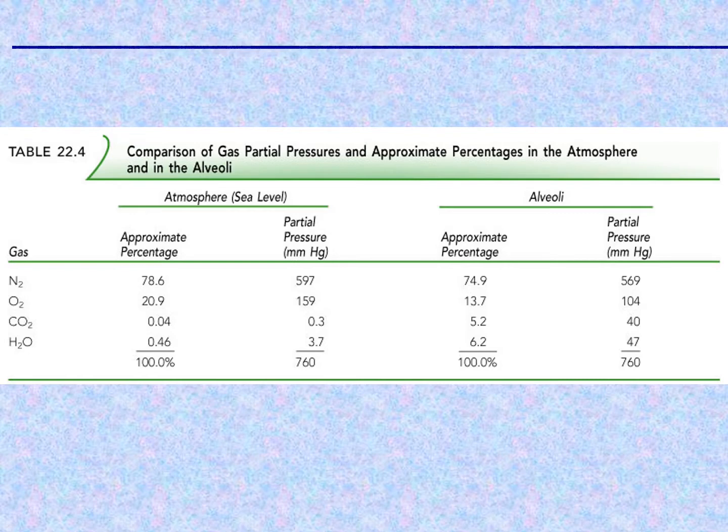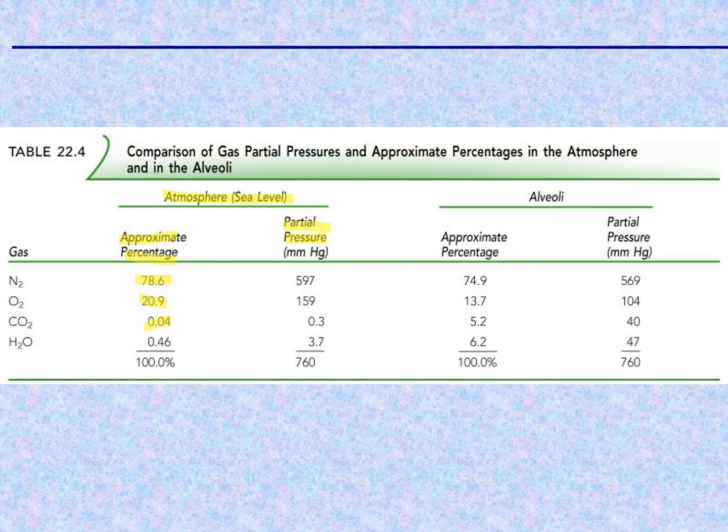the partial pressures of each and the percentages of each of the gases in atmospheric air at sea level. There's the partial pressure. It's measured in millimeters of mercury, and the approximate percentage is shown in this column. Notice that oxygen is approximately 21%, nitrogen is 78.6%, and you have some CO2.